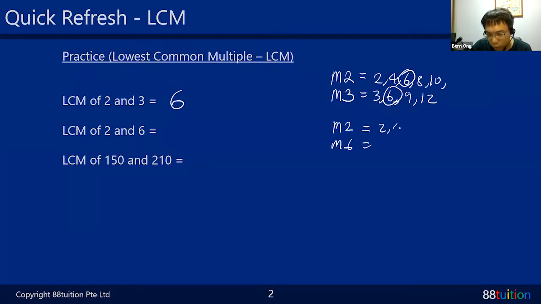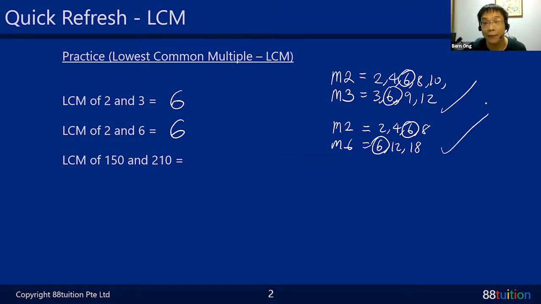So it's 2, 4, 6, 8. And 6, 12, 18. So 6 is the LCM. Primary school method. Can you see? The primary school method still works. All these are primary school methods. And what is this called? In primary school, we call this the listing method.